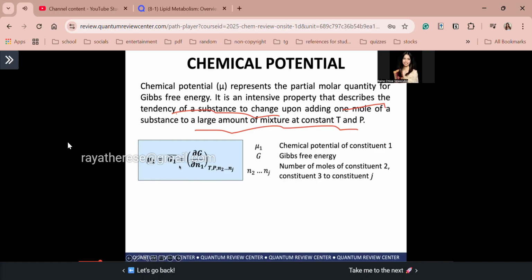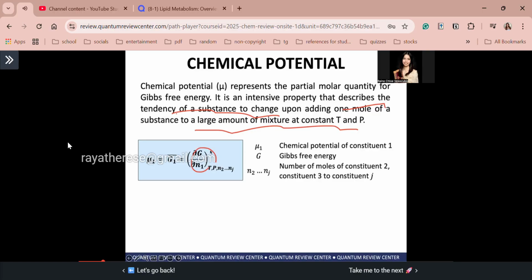And then G is the Gibbs free energy of the whole system. But this time we have here G1. When we say G1, guys, we are just considering the Gibbs free energy of constituent 1, of substance 1, of component 1 in the whole system. So if you have many components, we consider in G1 only the Gibbs free energy of substance 1, component 1. And n1 is the number of moles of substance 1, specifically how much of it is in the system.